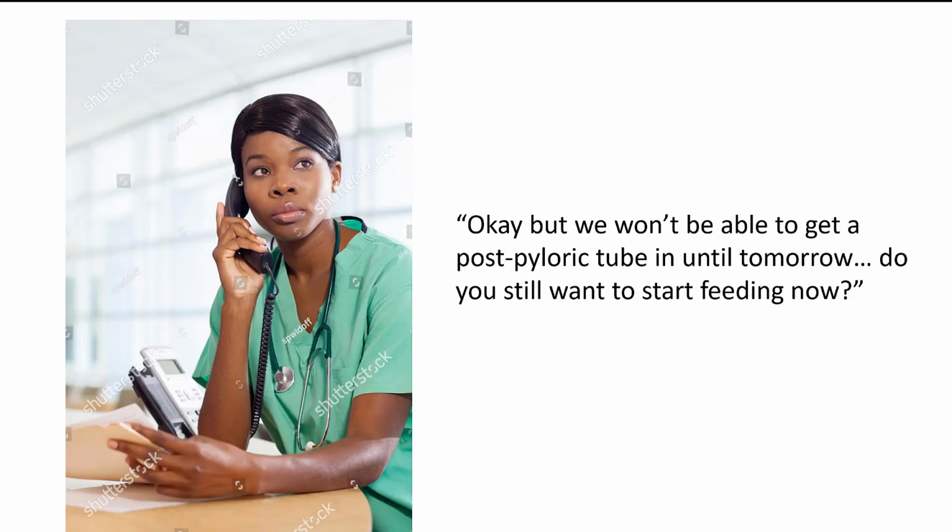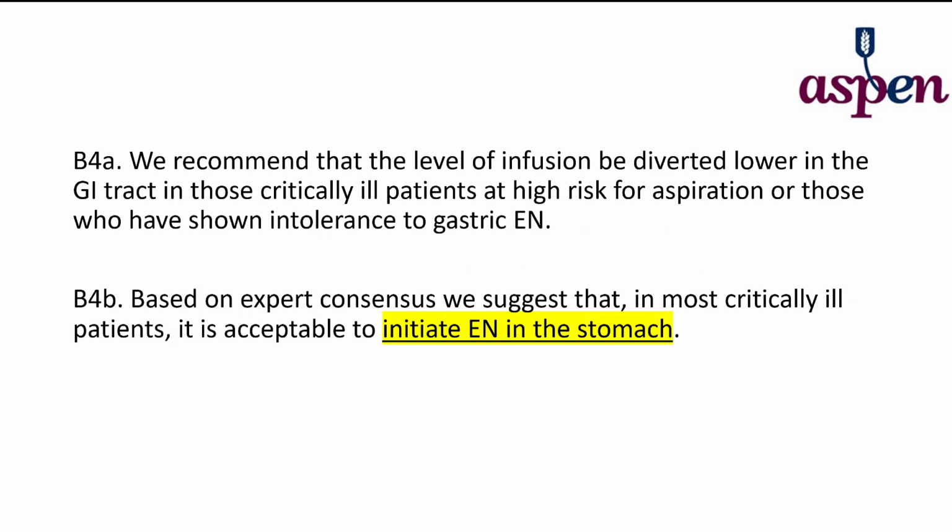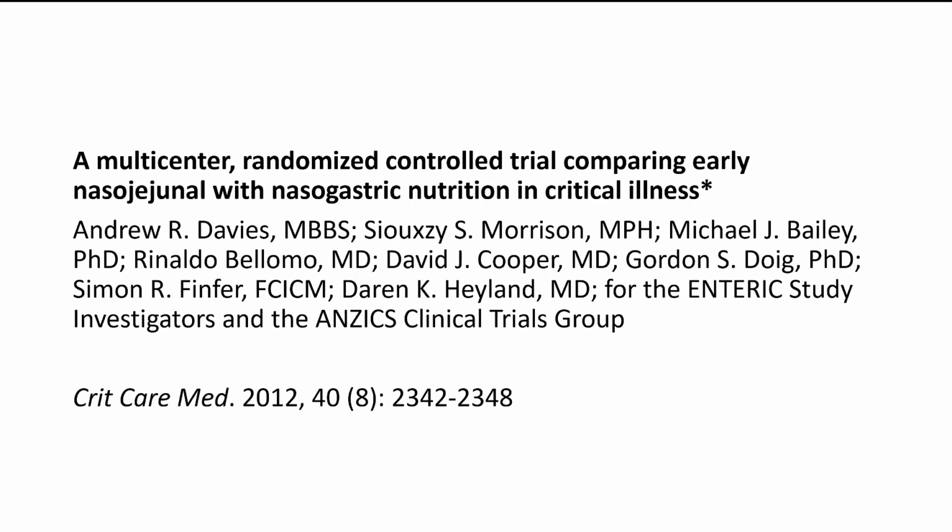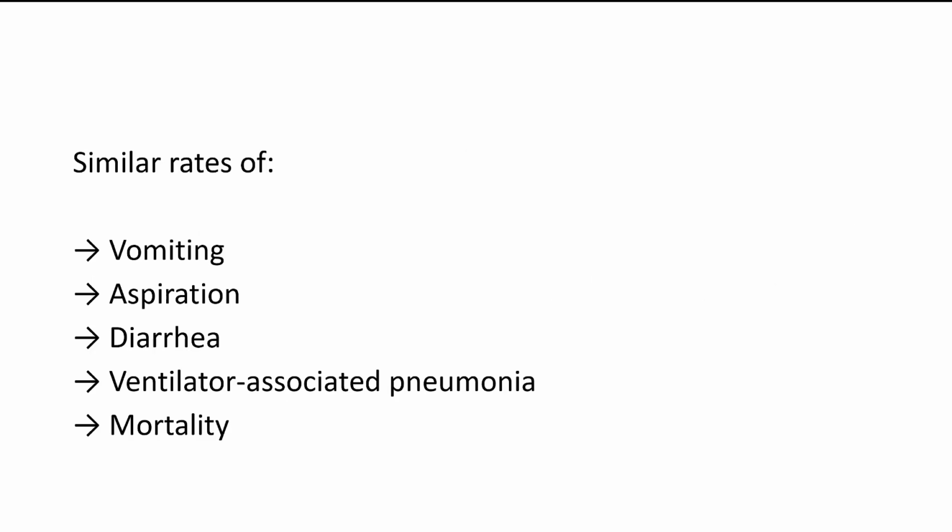She tells you that they won't be able to place a post-pyloric tube until tomorrow. Should you still start feeding now? Well, fortunately, the ASPEN guidelines suggest that it is acceptable to initiate enteral nutrition in the stomach, but to divert to lower in the GI tract in patients at high risk for aspiration and those who have shown intolerance to gastric enteral nutrition. And this includes patients with pancreatitis. They can be fed in the stomach. Nasojejunal nutrition was compared to nasogastric nutrition in critical illness, and there were similar rates of vomiting, aspiration, diarrhea, ventilator-associated pneumonia, and mortality.